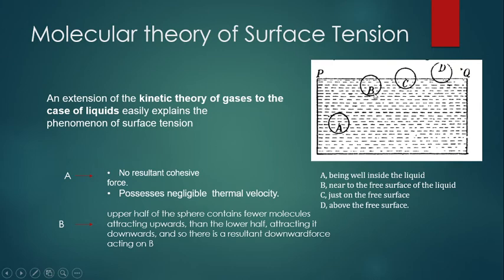And coming to the B molecule. What is the speciality of the B molecule? The B molecule is near the free surface of the liquid. So the upper half of the sphere contains fewer molecules, which are gas molecules, and the lower half are the water or liquid molecules attracting downwards. And so there is a resultant downward force. Only few molecules are attracted upwards and the remaining liquid molecules are attracted downwards. So there is a resultant downward force acting on B.